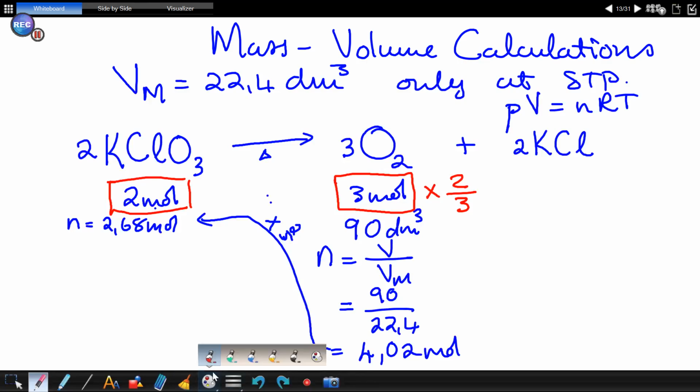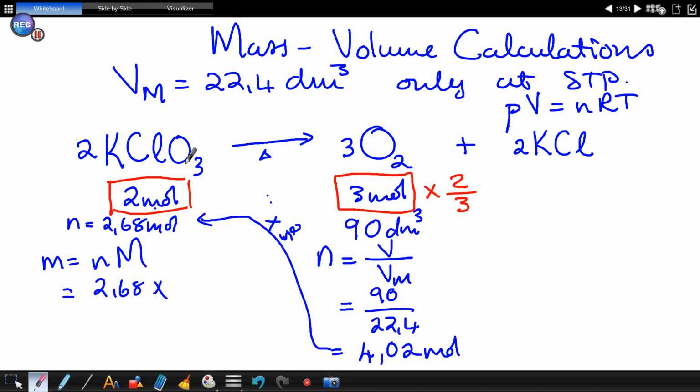So this mass will be moles times molar mass. So it's 2.68 times, what's this molar mass? 39 plus 35.5 plus 48, which is 122.5. The answer is 328.3 grams.